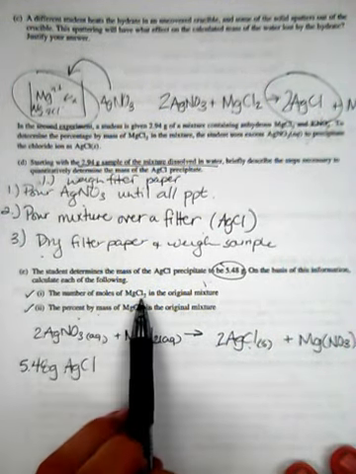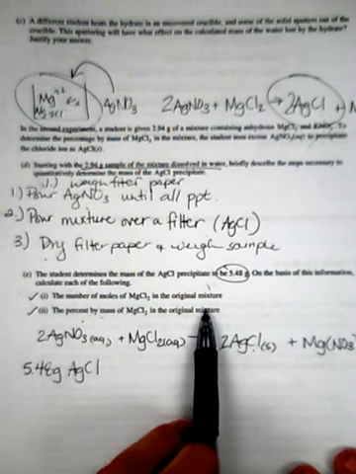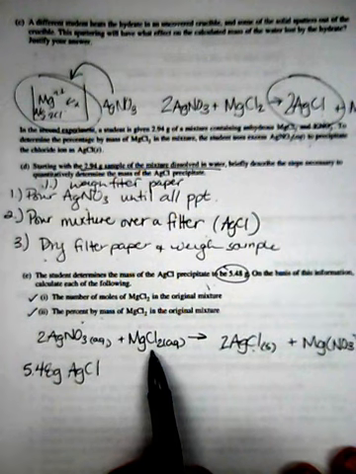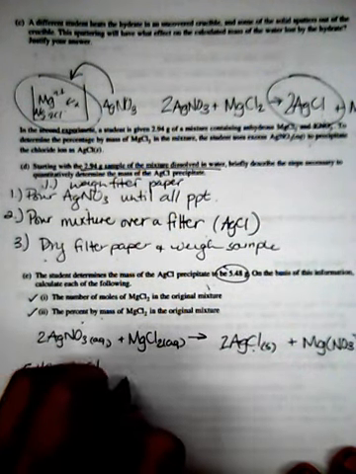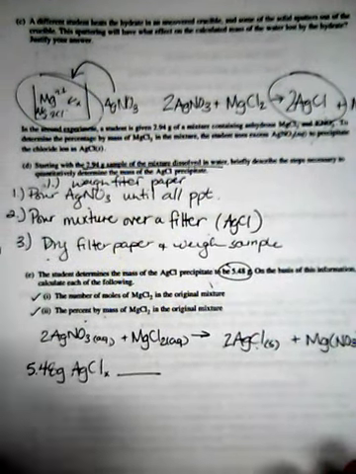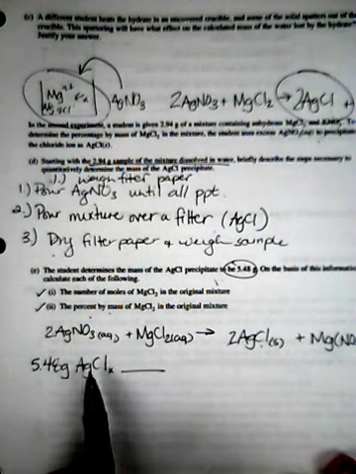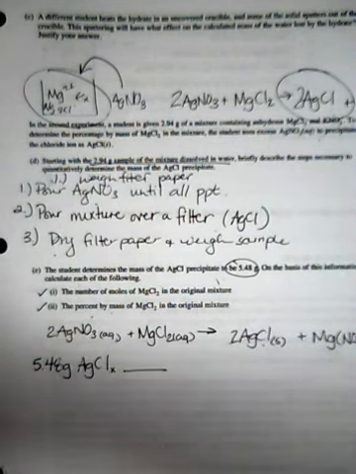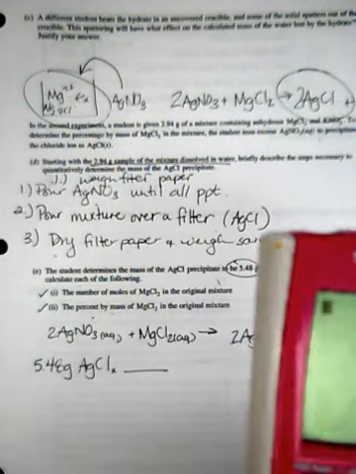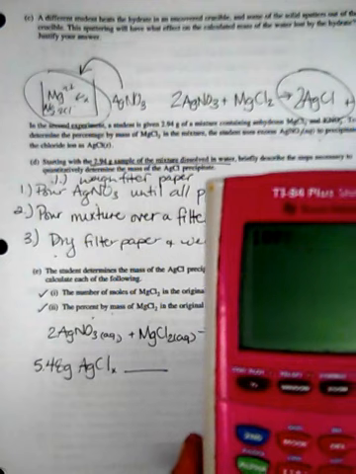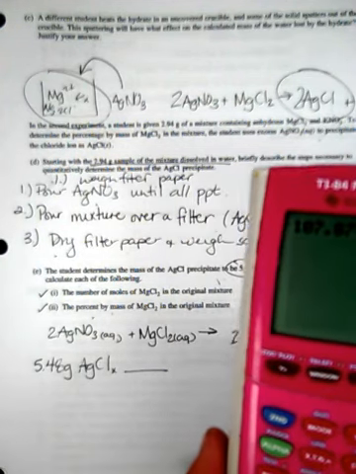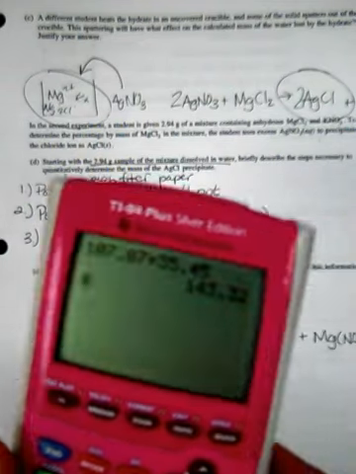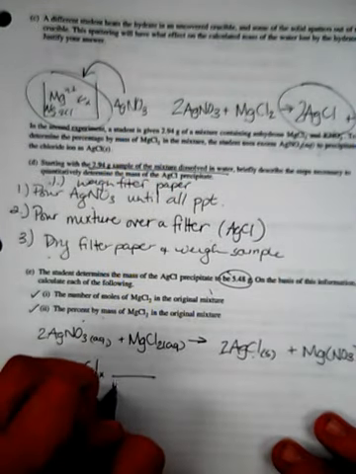And the question asks how many moles are in the original mixture. Well, all the chloride that came from silver chloride is coming straight from magnesium chloride. So this is just a stoichiometry problem. In order to do any sort of stoichiometry, you've got to start with grams and go to moles, so we have to find the molar mass. Silver weighs 107.87, and then chlorine weighs 35.45. So 143.32 is the molar mass.